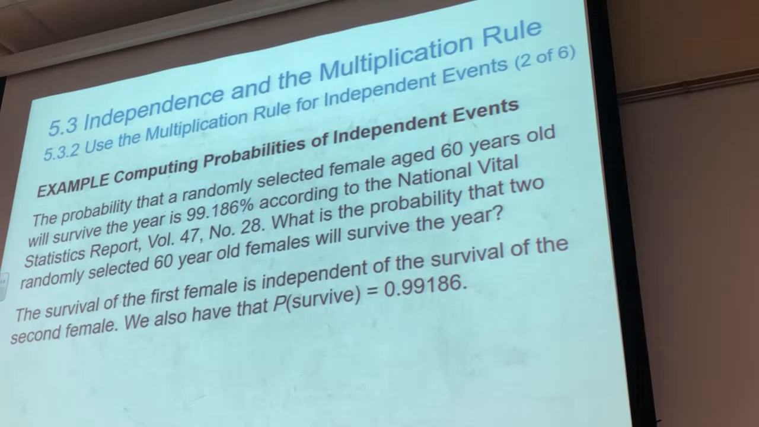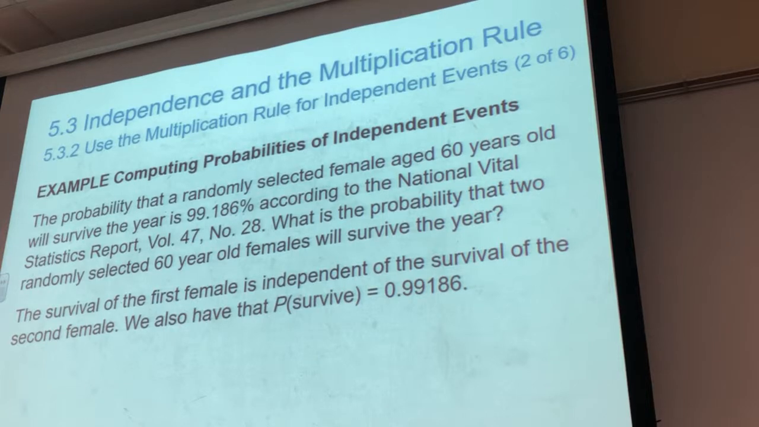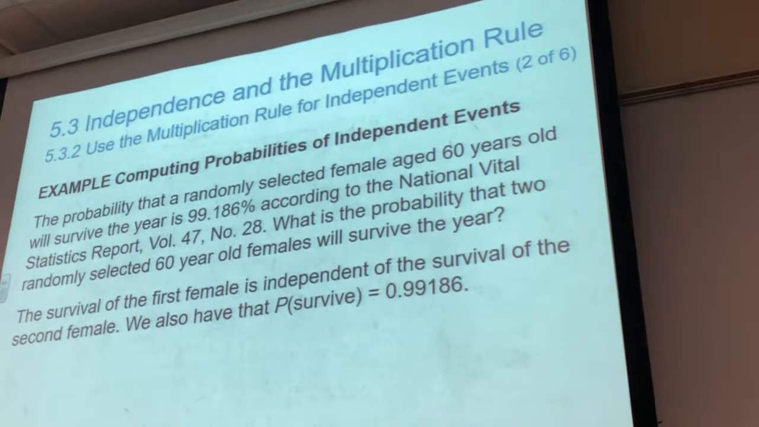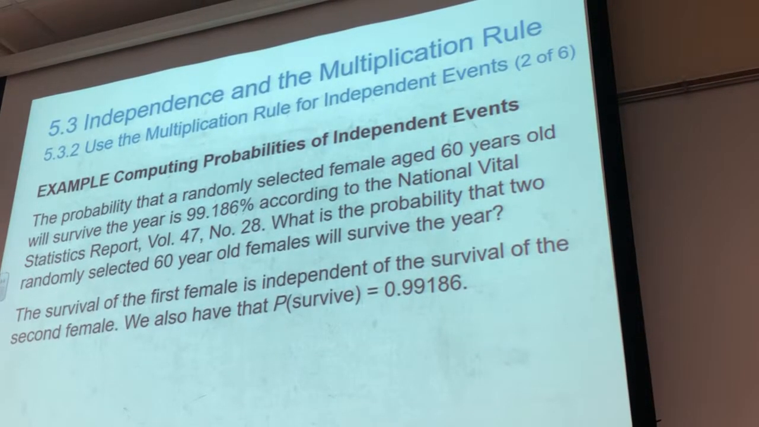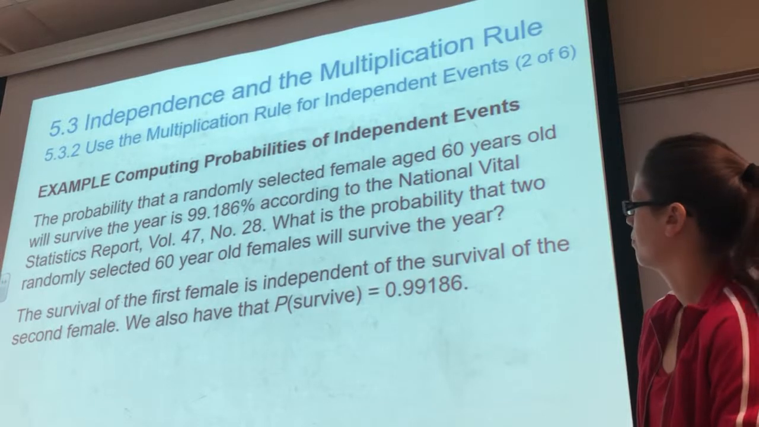So for this one, it says the probability that a randomly selected female aged 60 years old will survive the year is 99.186%. What is the probability that 2 randomly selected 60-year-old females will survive the year?